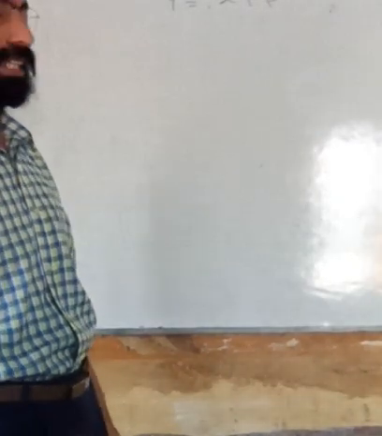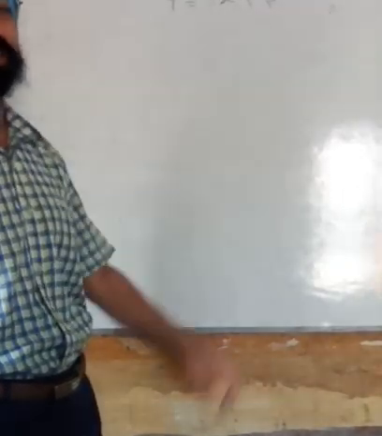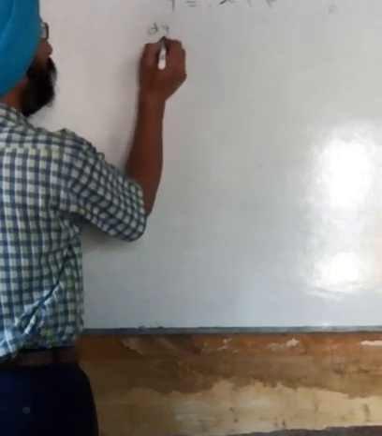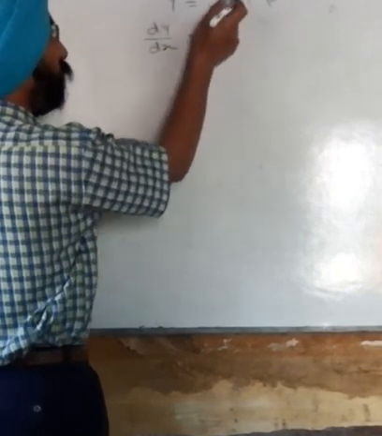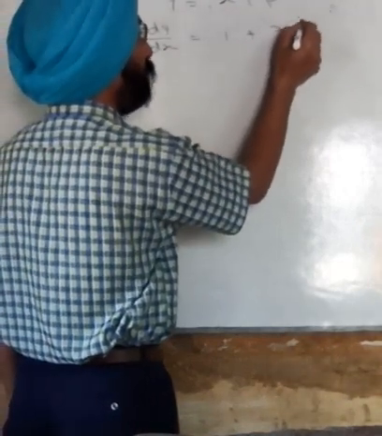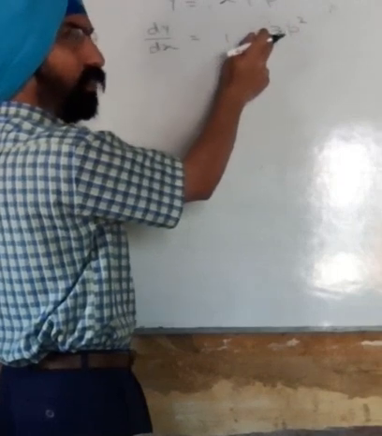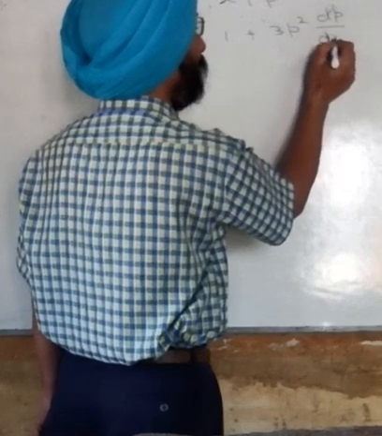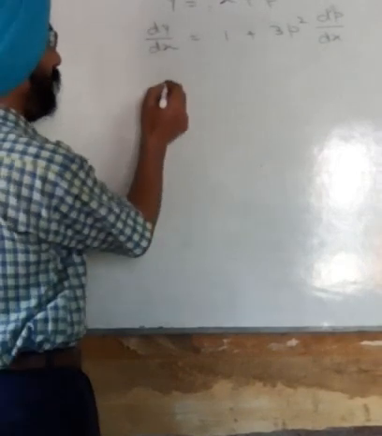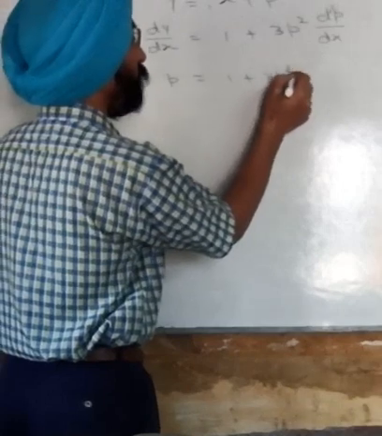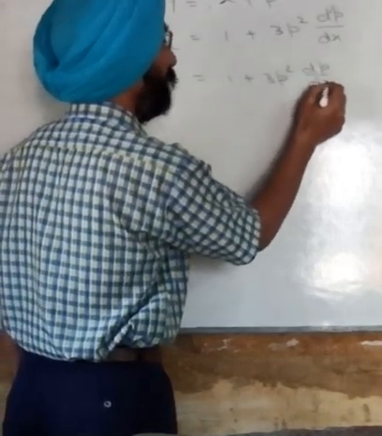What to do? In such a case, differentiate both sides with respect to x. So here you will get dy by dx is equal to derivative of x is 1, derivative of p cube is 3p square, but that is the derivative with respect to p and we want the derivative with respect to x, so we will have dp by dx here. What is dy by dx? dy by dx is p. So this is p is equal to 1 plus 3p square dp by dx.